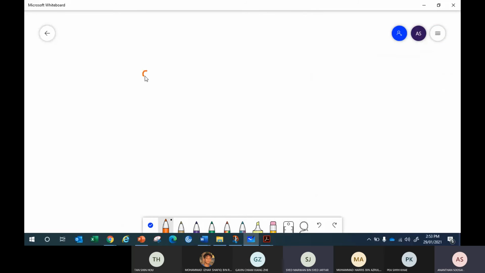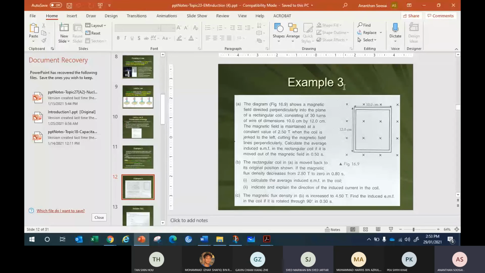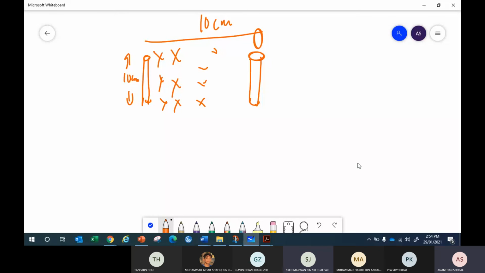Okay, if you have only one wire, and this is the magnetic field. Let's say this wire's length is 10 centimeter. You move this wire this way, and finally you put this wire here, and the horizontal length you drag another 10 centimeter. So what is the EMF induced in this wire?